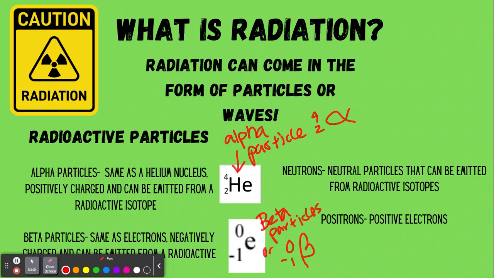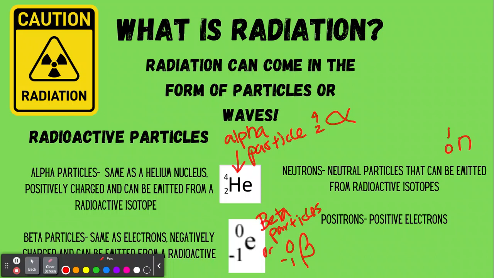Okay, we've already talked about neutrons. Neutrons look like this. They have a symbol of an N, and the mass is 1 and the charge is 0. Okay, so this is the symbol for a neutron. They can also be emitted from radioactive isotopes and decay processes, or fission reactions and fusion reactions. So neutrons are also a particle that can be considered radiation.